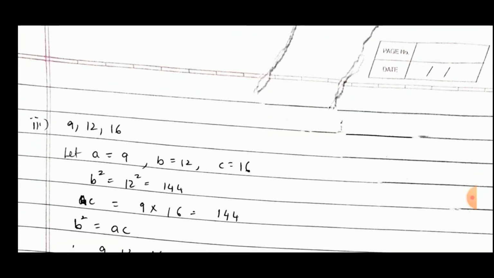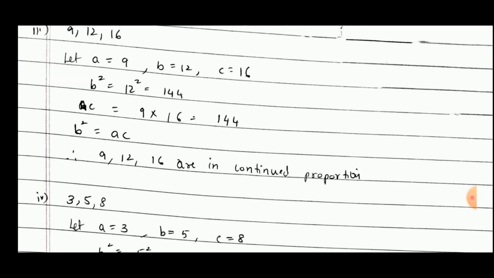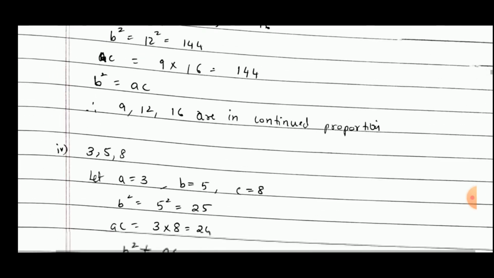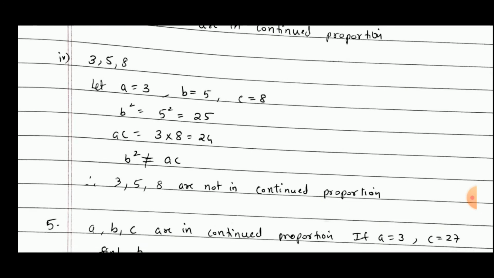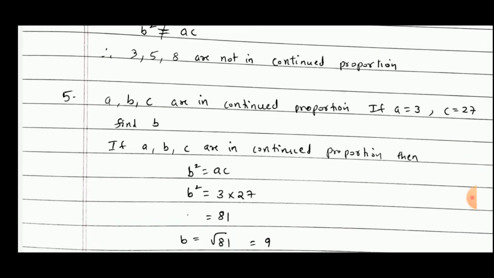Now 12, 9, 12 and 16. Let A equal to 9, B equal to 12 and C is equal to 16. So B square is equal to 12 square is equal to 144. So AC will be equal to 9 into 16, that is 144. So 9, 12 and 16 are in continued proportion. Then 3, 5, 8. Let A is equal to 3, B is equal to 5 and C is equal to 8. So B square is equal to 5 square is equal to 25. AC equal to 3 into 8 equal to 24. B square is not equal to AC. Therefore, A, B, C are not in continued proportion.